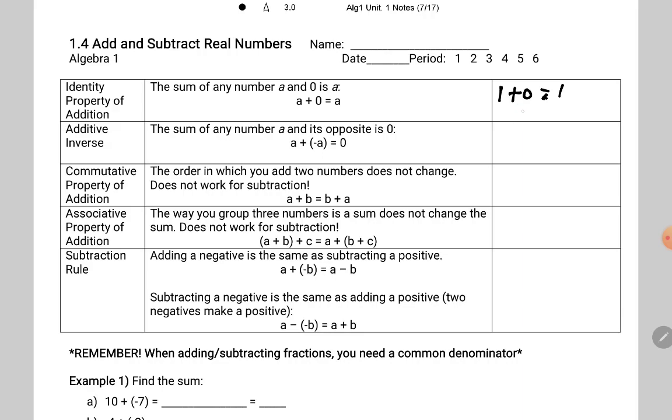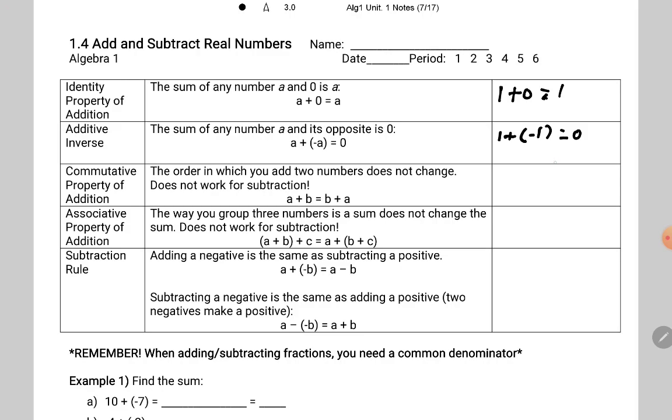So the additive inverse: if you take a number and add its inverse, it equals 0. As in, if I have 1 and you take its opposite number, so plus negative 1, that equals 0. If we have 2, you add negative 2 to get 0.